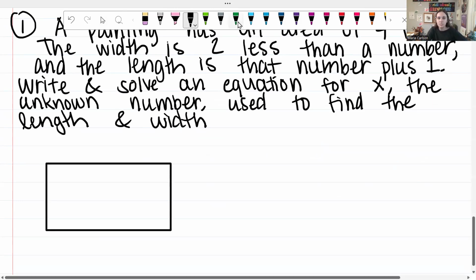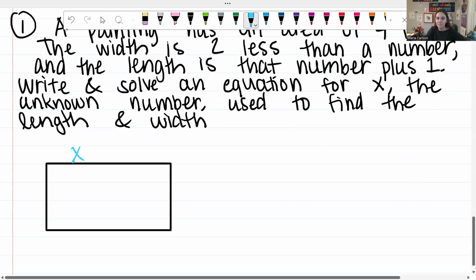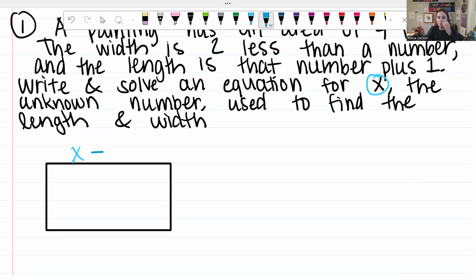So let's just fill in our pieces. The width is 2 less than a number. So I am going to take that number, right, x, because that's the number they want us to use, and I will subtract away 2. That's 2 less than that number. If that number's 5, then 5 minus 2 is 3, which is 2 less than that, right? Now, if I want to take that number plus 1, that one's a little bit more straightforward. It would just be x plus 1. And we know altogether the area of this painting is 4 feet squared.